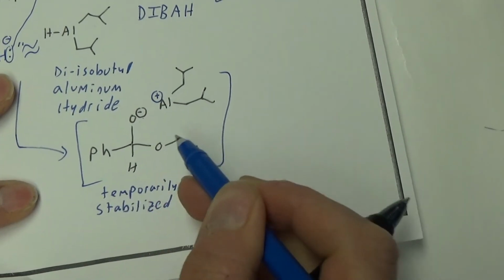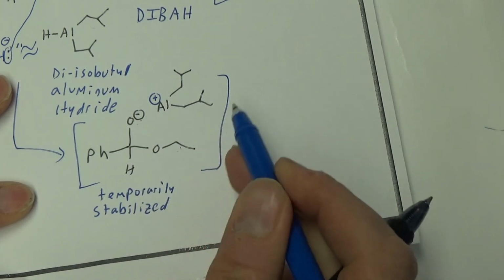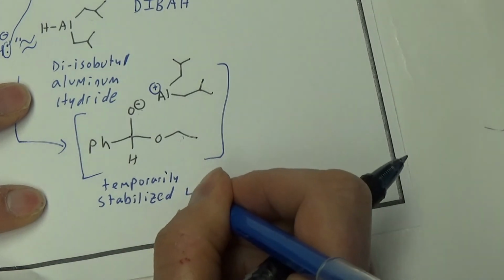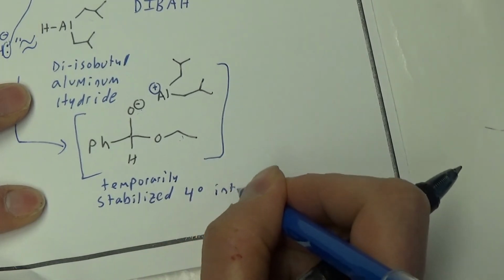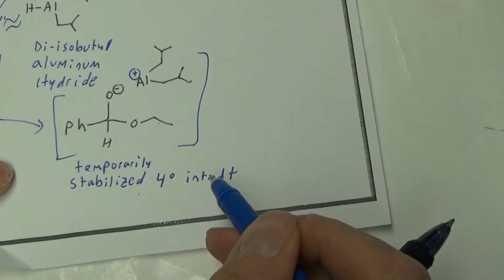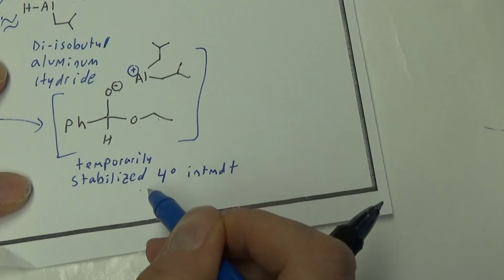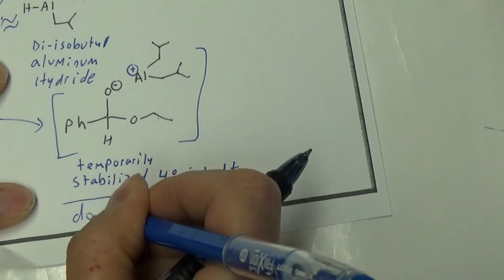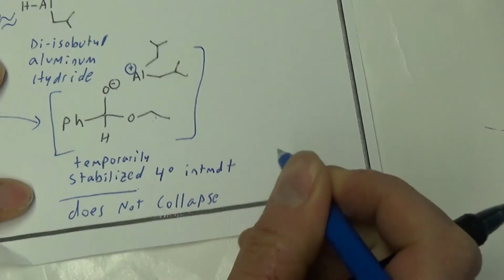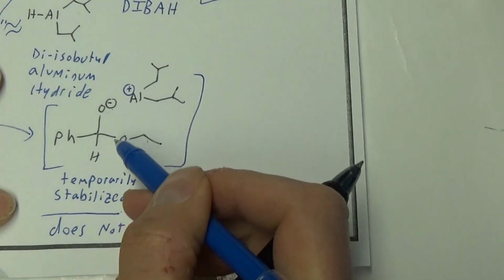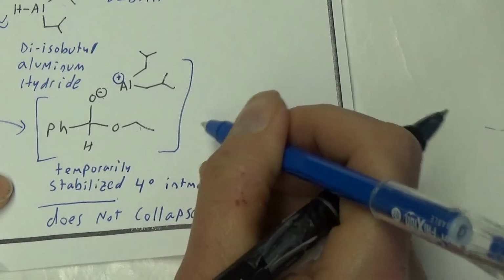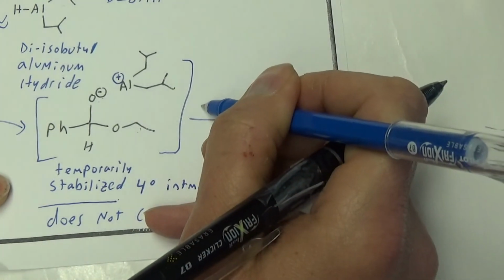This is temporarily stabilized. What are these intermediates called, where it's a tetrahedral center and it's sp3? The intermediate of an NAS reaction, it's a tetrahedral intermediate. We used that word before. It's a temporarily stabilized tetrahedral intermediate. So it does not collapse like normal. By collapse I mean O minus swings down, kicks off ethyl, makes the product. It's temporarily stabilized until you drip in your H3O plus.